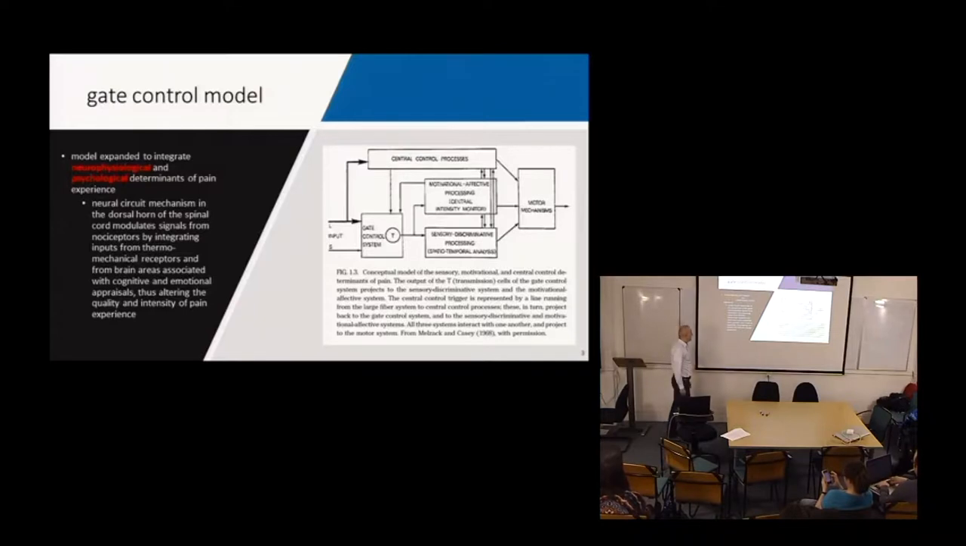Lo and behold, the intensity of the pain actually subsides. So this is the kind of model that's proposed later on in the 70s, in which pain processing becomes much more complicated, and we begin to have an integration of neurophysiological input, so the input from the nociceptors and the input from various thermomechanical receptors. In addition to that, there's quite a lot of input from all kinds of cognitive evaluations and affective or emotional processing. And all this somehow gets integrated, and all this contributes to our experience of pain.